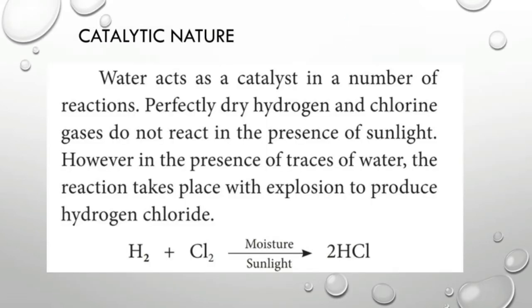Catalytic nature of water. Water acts as a catalyst in a number of reactions. Perfectly dry hydrogen and chlorine gases do not react in the presence of sunlight. However, in the presence of traces of water, the reaction takes place with explosion to produce hydrogen chloride. So, for the formation of hydrogen chloride or hydrochloric acid, we need moisture. So, hydrogen plus chlorine in the presence of sunlight and moisture produces HCl, hydrochloric acid.